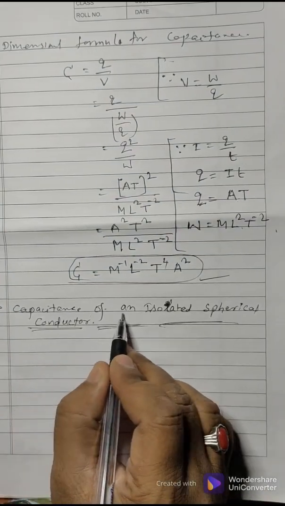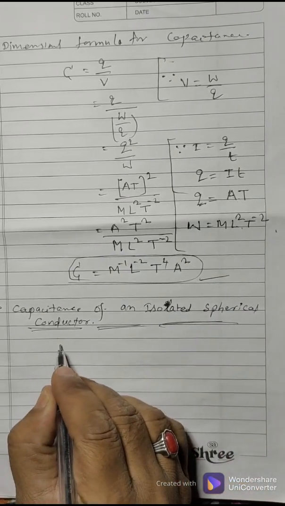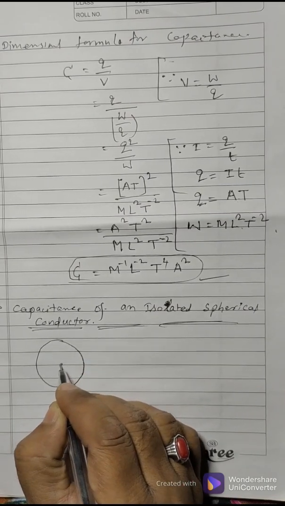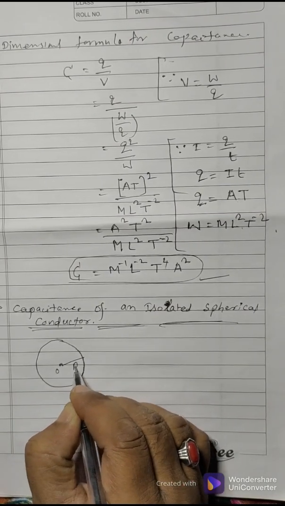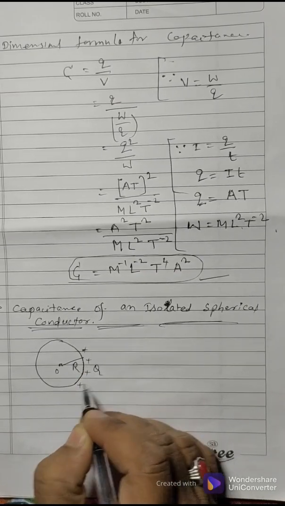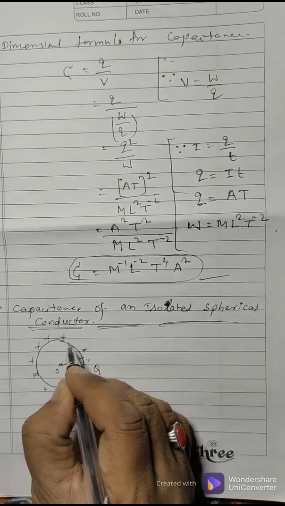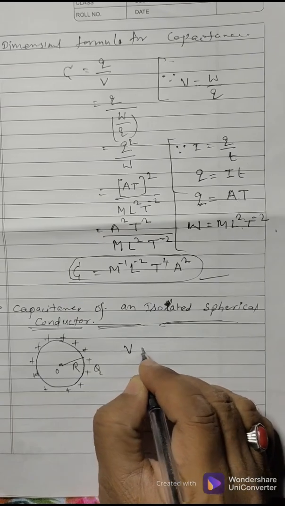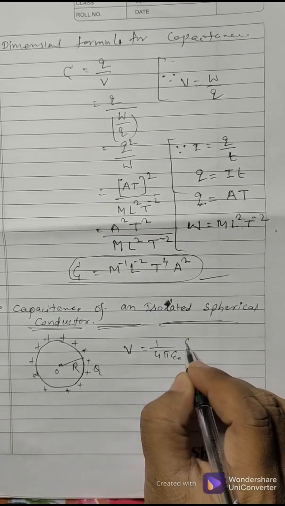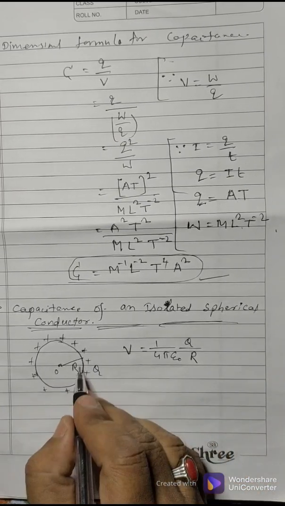Now, capacitance of an isolated spherical conductor. Let us consider that this is a conductor with center O and radius capital R. Let us say a positive charge Q is given to this conductor. Then the potential of this conductor is given by V is equal to 1 by 4 pi epsilon naught into Q by R, where R is the distance from the center.